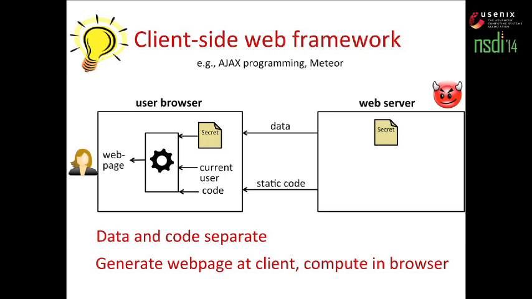So the first thing we realized is that actually a client-side web framework, such as Ajax-style programming or Meteor, is much more compatible with encryption. Here are the features of such a framework. First of all, the data and the code are separate, and the code is static. It doesn't change. Second, the web page is generated on the client, not on the server, which means that this platform enables computation to happen in a user's browser.